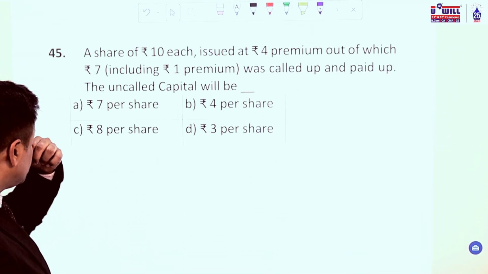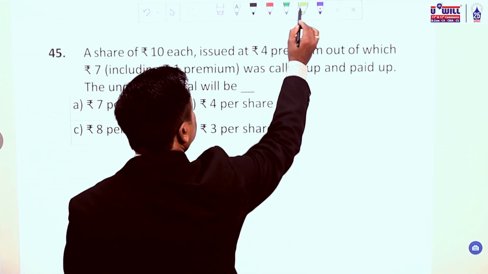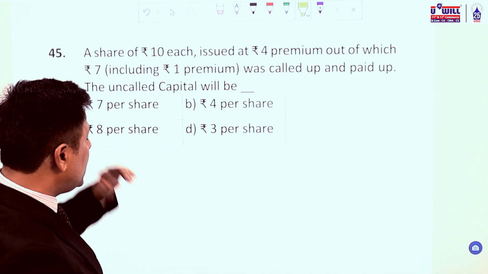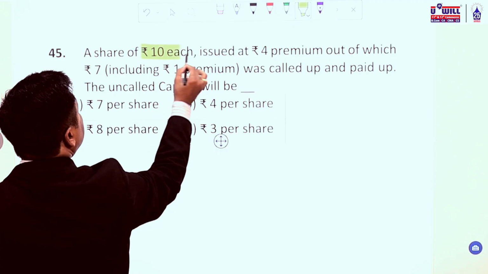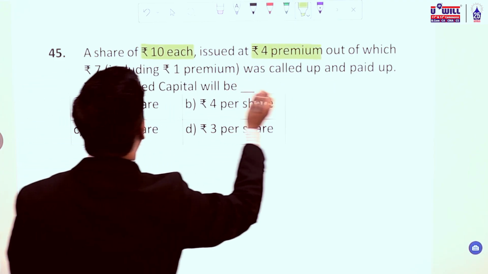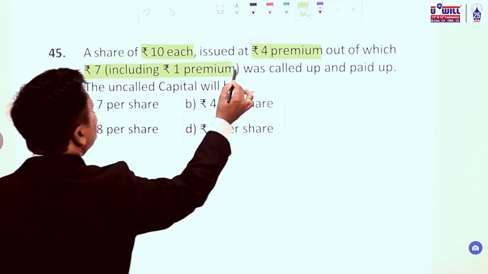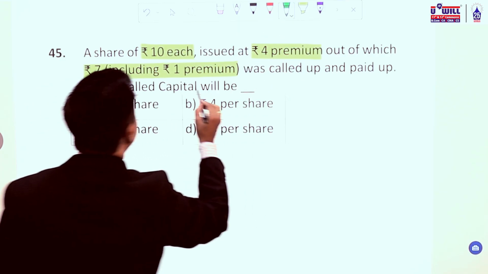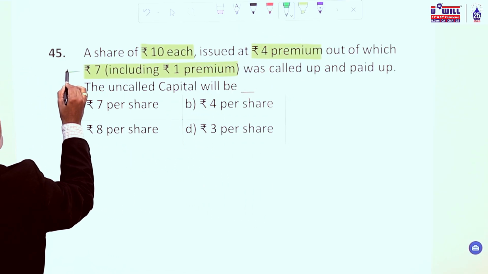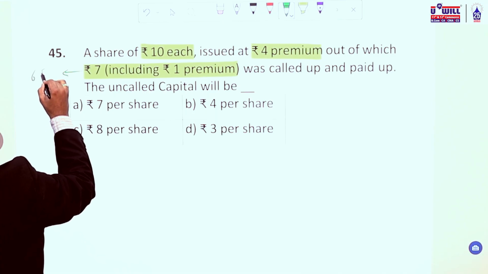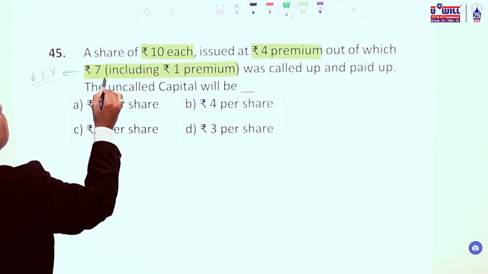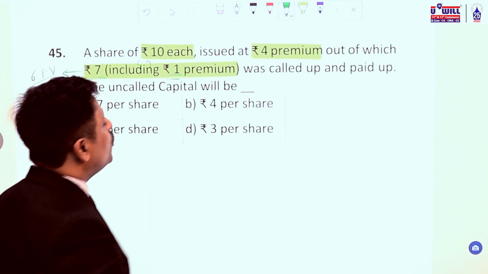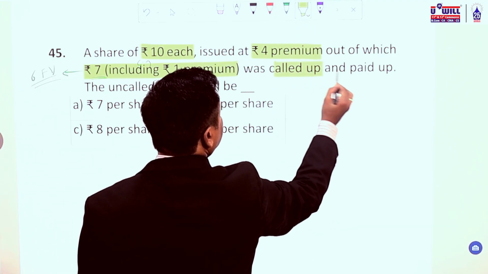Last one, no need to read. 45th question. A share of rupees 10 issued at rupees 4 premium. Face value 10, 4 rupees premium, out of which 7 including premium 1 was called up. Now out of 7, if 1 is premium, then 6 is towards the face value. Okay, 7 minus 1, 6 rupees is towards the face value. That was called up and paid up also.